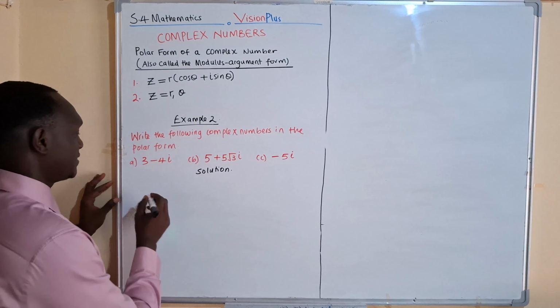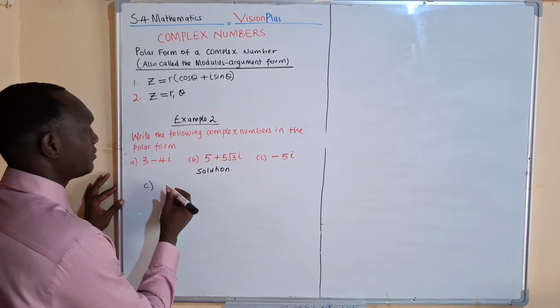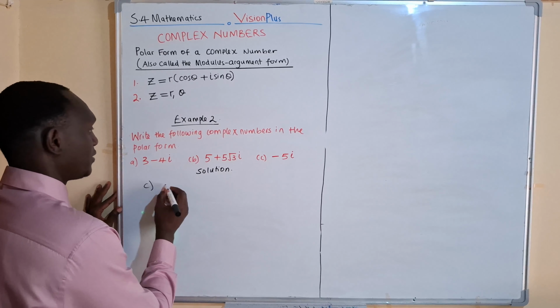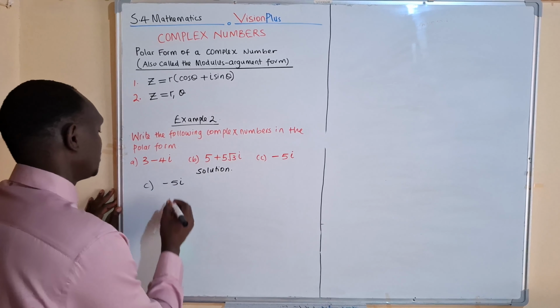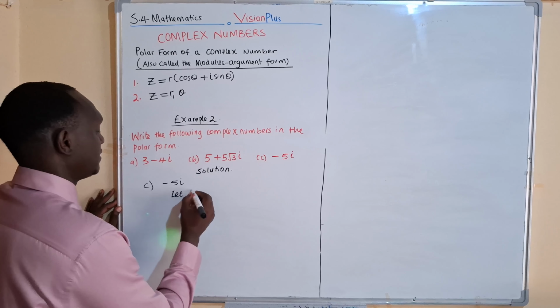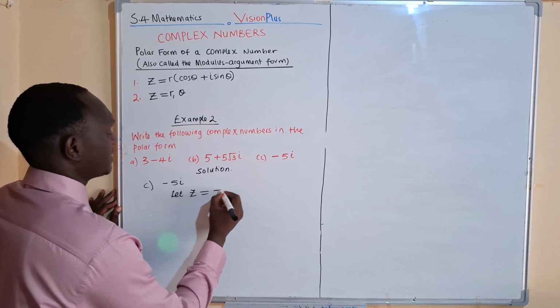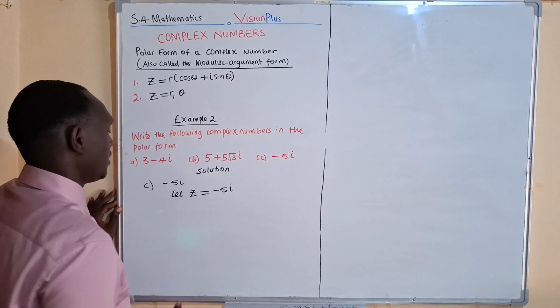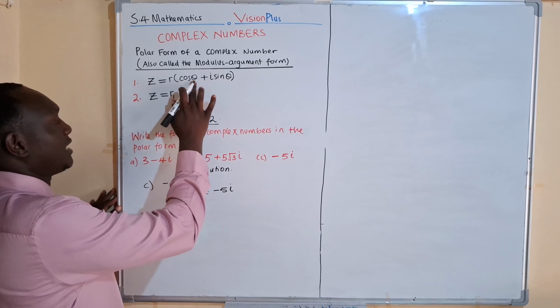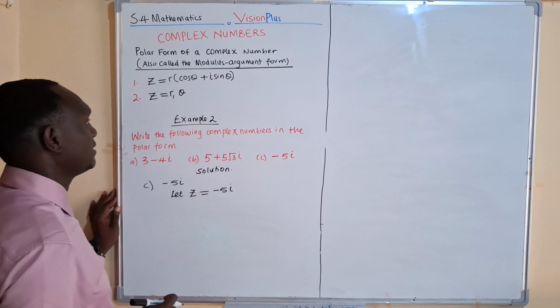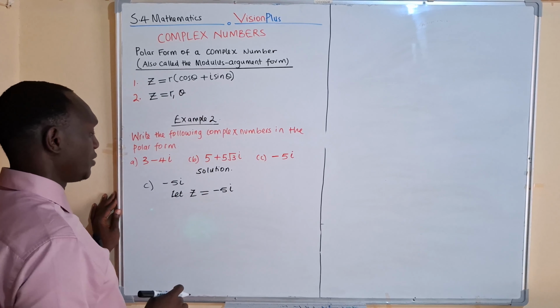And then going to part C. Part C says that we need to find the polar form of negative 5i. So we shall just say let the complex number z be the same as negative 5i. What do we need to find? We need to find the magnitude of the complex number r and then the argument of the complex number so that we can find the polar form.